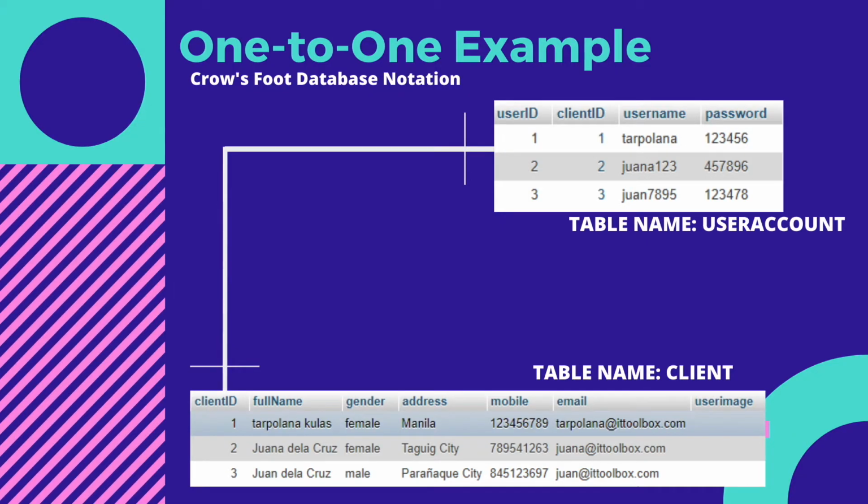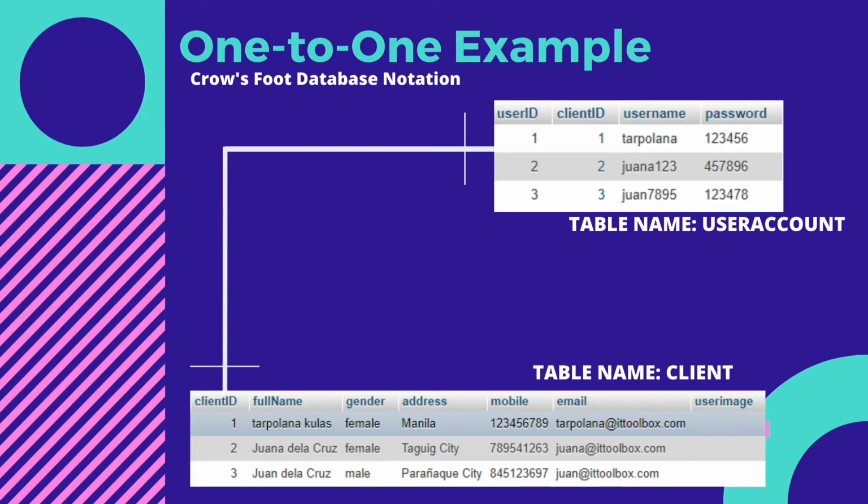One-to-one relationship means na yung row sa isang table can only relate to one row to another table. For example, notice na yung primary key from the client table appears only once as a foreign key sa user accounts table. This means na one client can only have one user account, and one user account belongs to one client only.